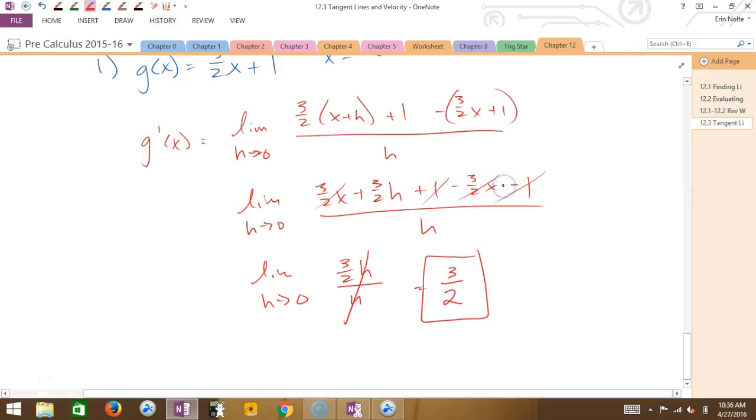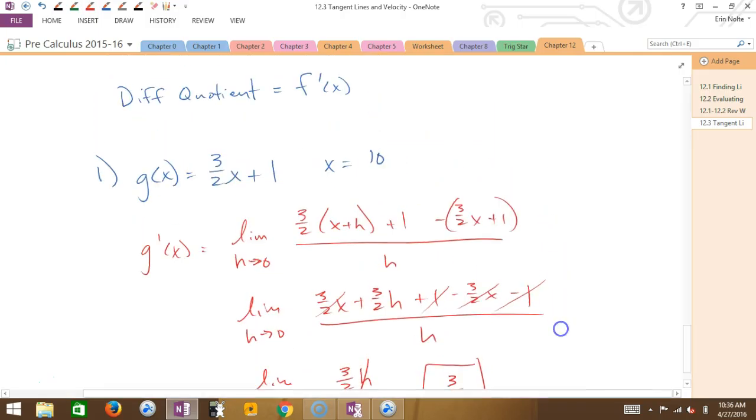I canceled it with the other one, sorry. I didn't draw the line. How can I go back to the original and know that the average rate of change for this problem is equal to the instantaneous rate of change at 10? Because it's linear. A linear function always has the exact same rate of change. It was right here the whole time. Linear functions are super easy to talk about.